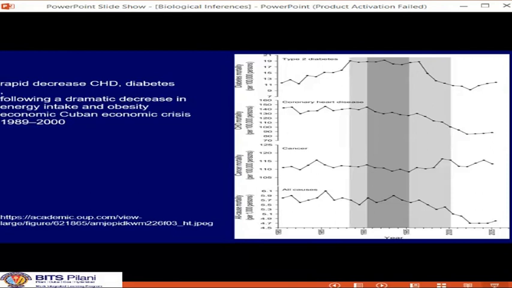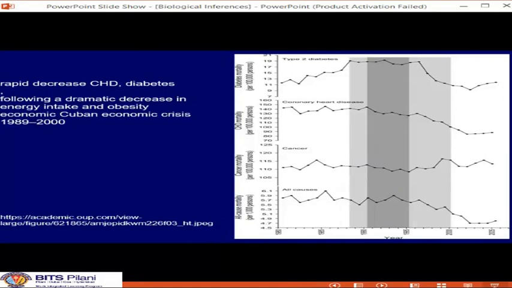Let's look first at the top graph, which is diabetes. You can look at the trend before the gray part. Diabetes levels start increasing, because even in India, diabetes is increasing because of increased affluence, decreased exercise, and various other factors. During the economic crisis in Cuba, diabetes levels remained static. They didn't keep increasing, and subsequently diabetes levels actually started to decrease. So you can see the effect of reducing calorie consumption. We didn't forcibly do that. It was a natural experiment.